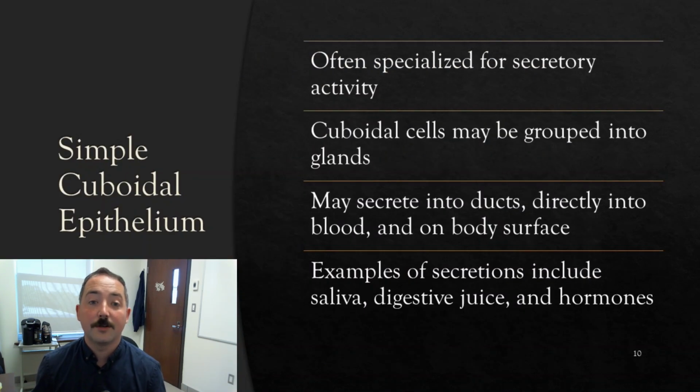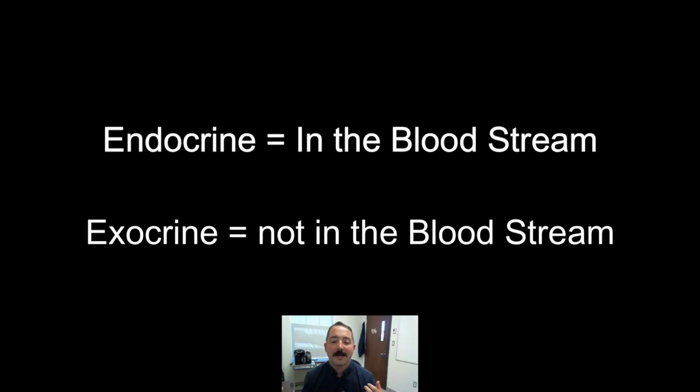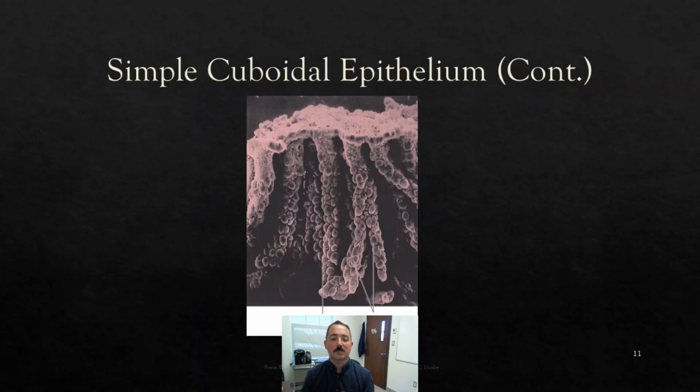Cuboidal cells are often used in glands for secretion. They're typically named either endocrine glands because they secrete a substance into the bloodstream, or exocrine glands when they secrete a substance outside. An example could be the adrenal glands secreting adrenaline into the blood, or sweat glands secreting sweat onto the skin.